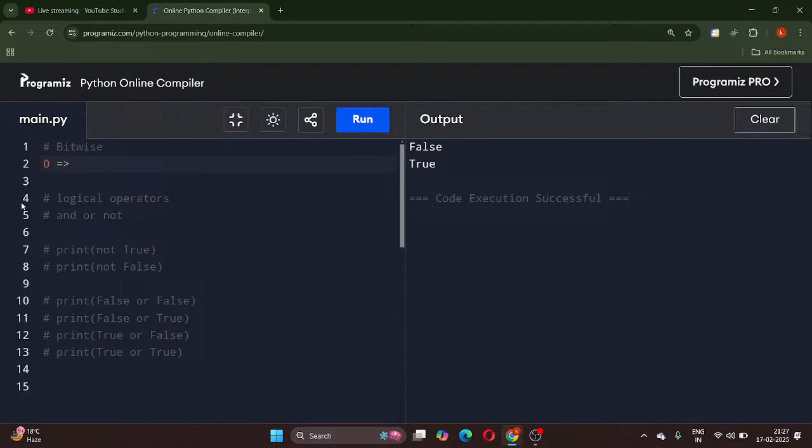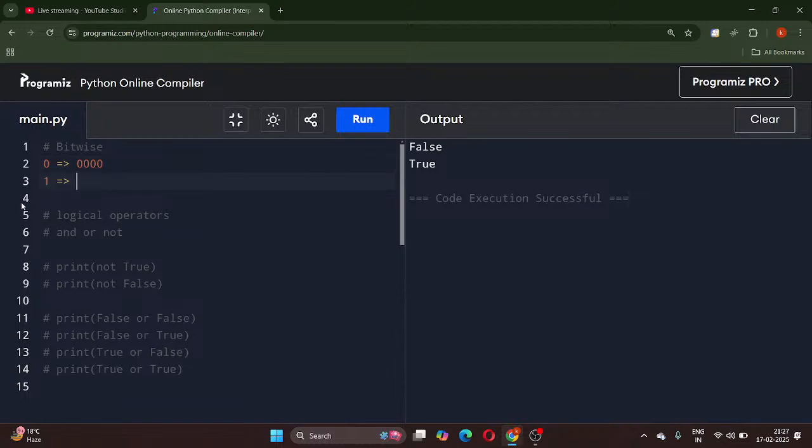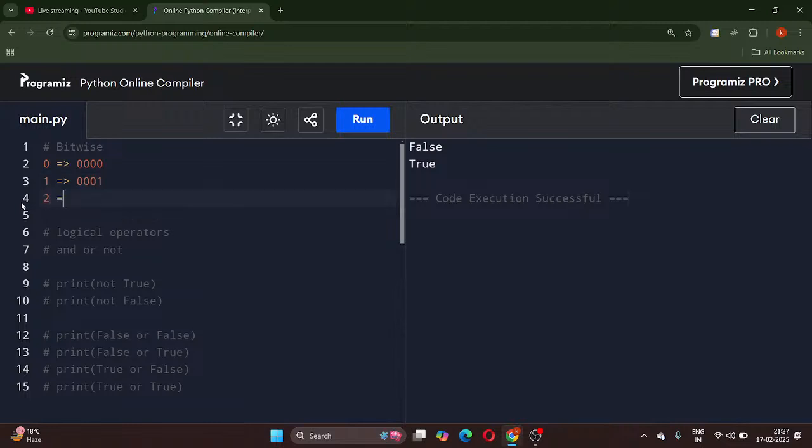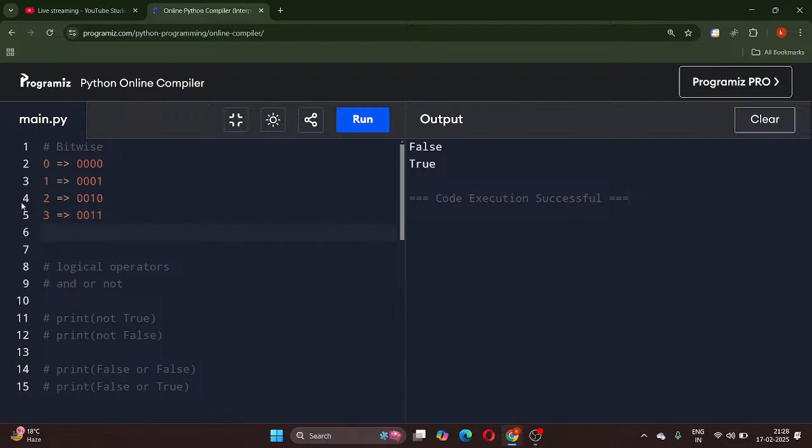So 0 is represented as, suppose in 32 bits we want to represent it, then there are 32 bits and the last 4 bits look something like this. If we talk about 1, how 1 is represented, then it is 0, 0, 0 and then 1. If we talk about 2, then it looks like 0, 0, 1, 0. If we talk about 3, then it looks like 0, 0, 1, 1. If we talk about 4, then it looks like 0, 1, 0, 0.